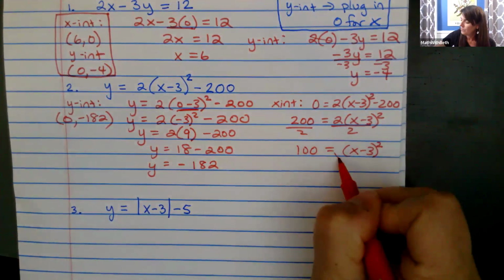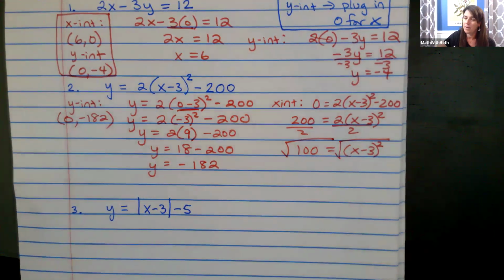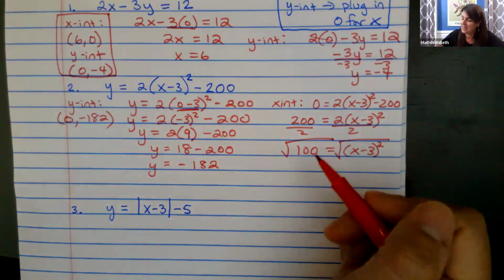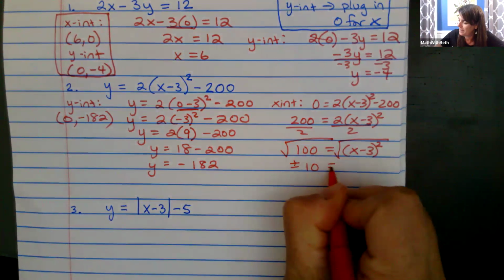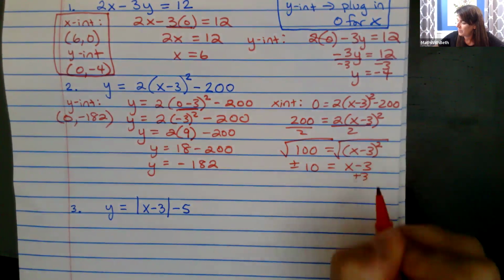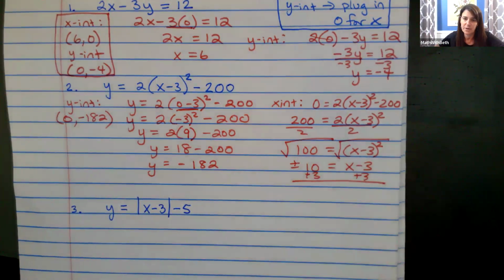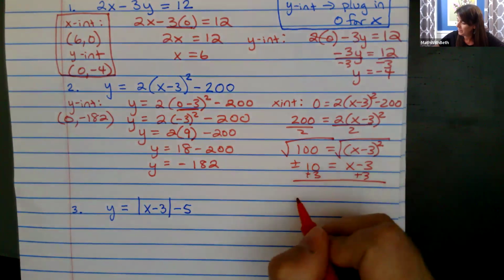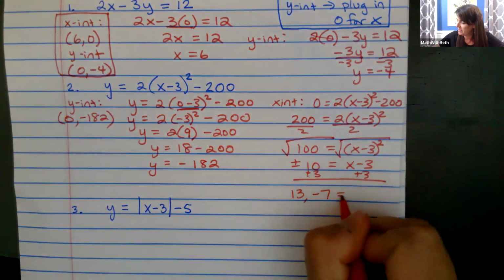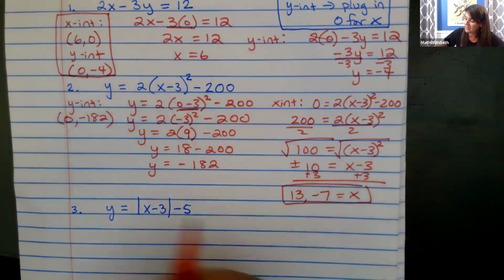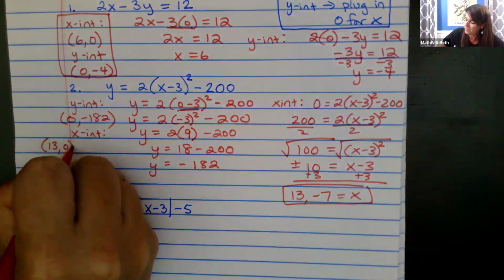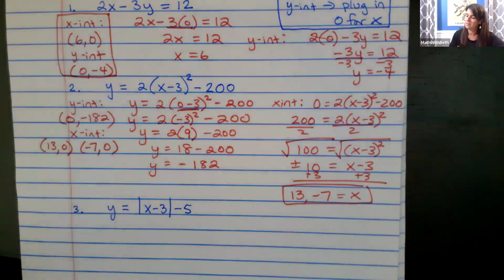Now I'm ready to square root, but remember, if you're square rooting both sides of the problem, you're really going to get 2 answers, a positive and a negative. So since the square root of 100 is 10, I really get plus and minus 10. And then one more step to add that 3, but be careful when you add it over here, because there's 2 different numbers there, really. So +10 plus 3 is 13. -10 plus 3 is -7. So I have 2 x-intercepts. So if I want to write those as points, it would be 13, 0 and -7, 0.